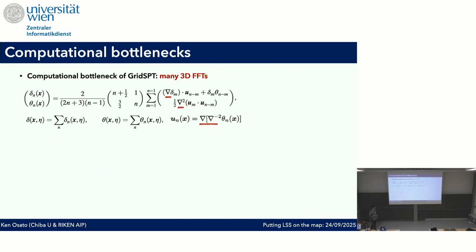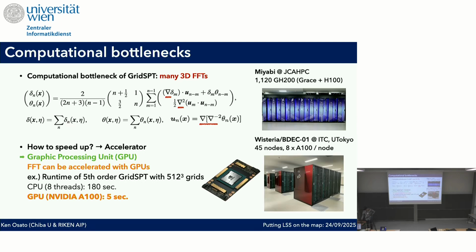Okay, so let me talk about the challenges and bottlenecks, and how we can solve them. The main computational bottleneck in GridSPT is that we have many 3-dimensional FFTs in the recursion relations. Each differential operator involves a 3D FFT, so we want to speed this up. That's why we have used accelerators. Probably you already know that GPUs are now very powerful at solving such highly parallel problems. So we have implemented the GPU-based GridSPT for the modeling. Then finally, this is not a so fair comparison, but anyway, we can get a very high speed using just one NVIDIA A100 GPU around this supercomputer.